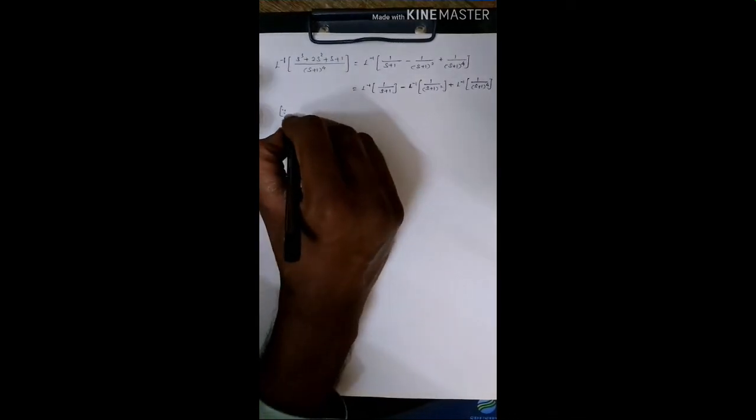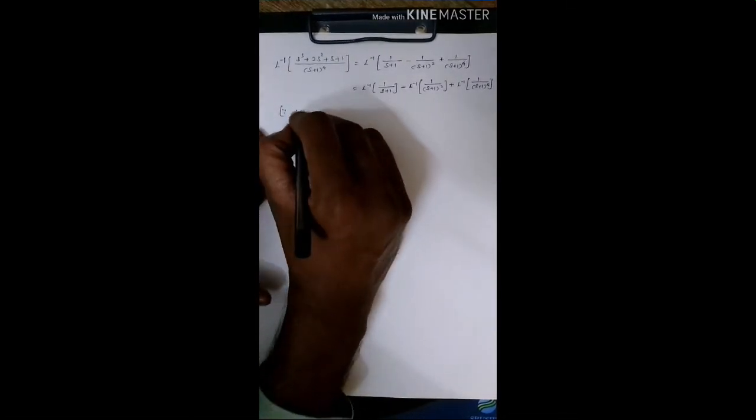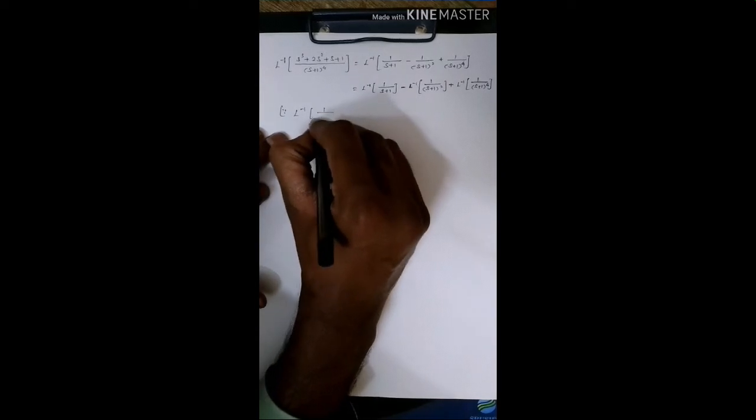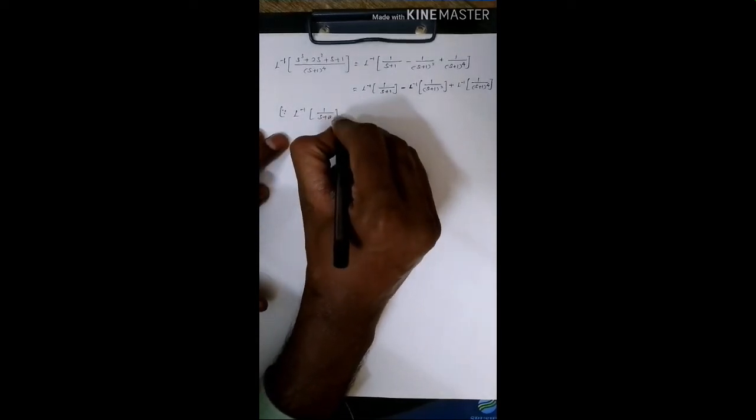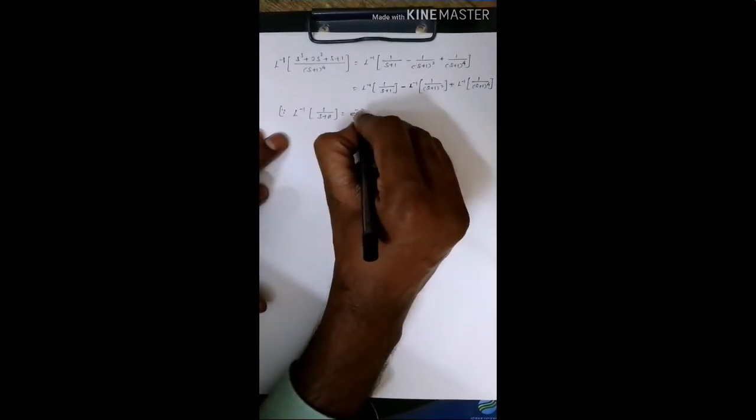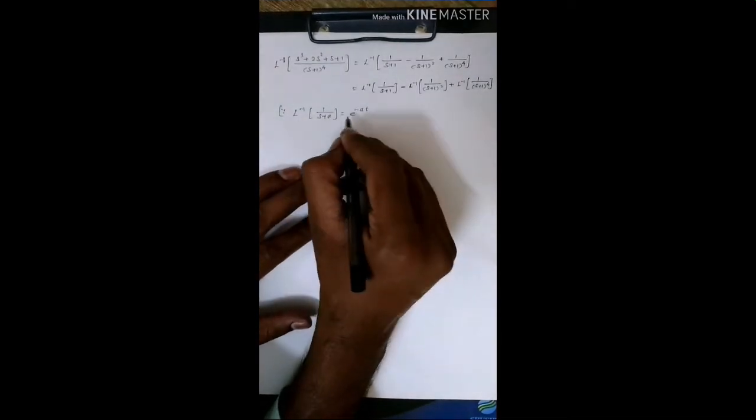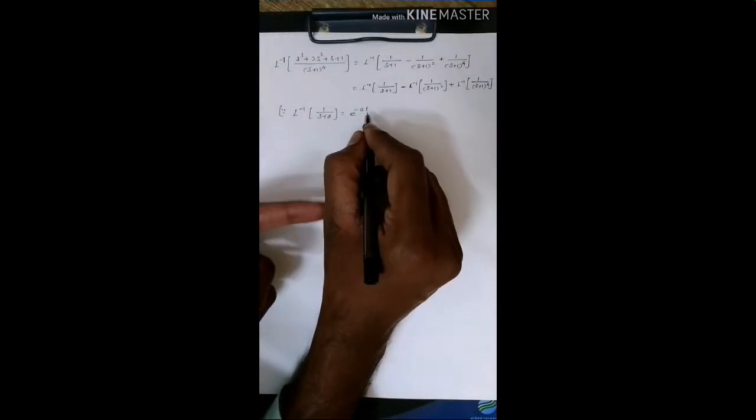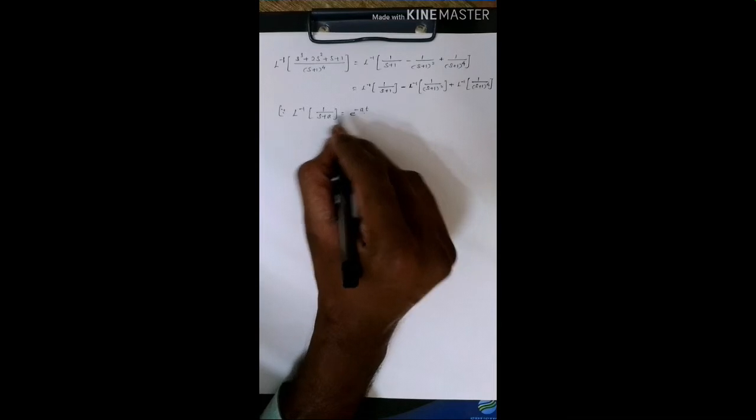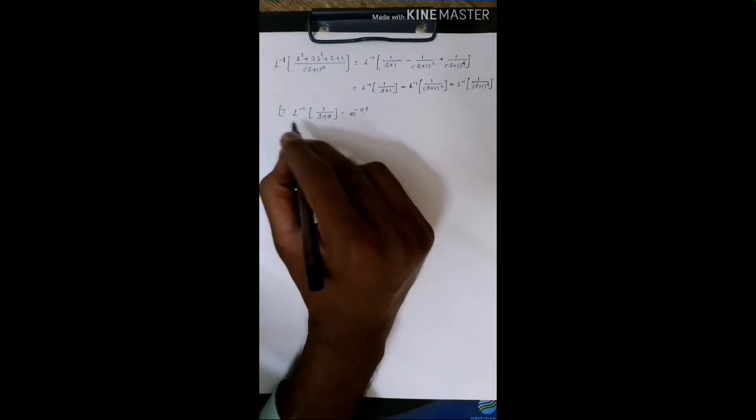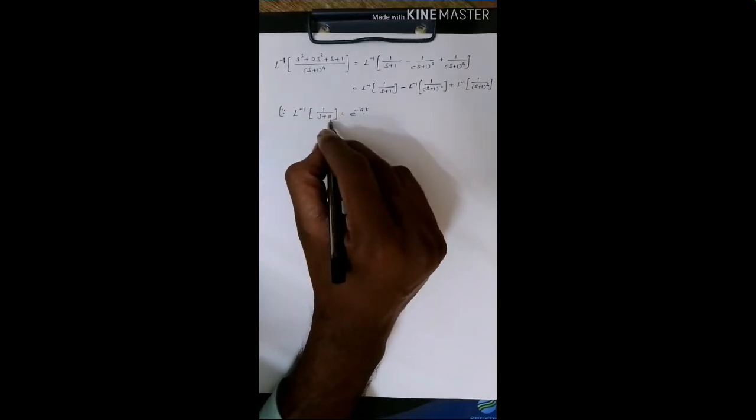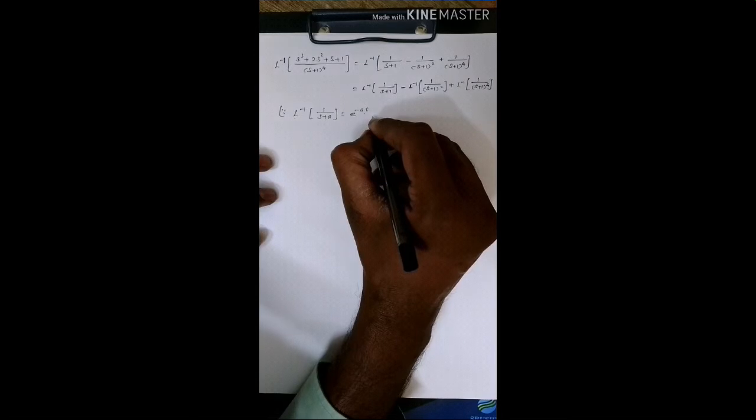So first formula, L inverse of 1 by s plus a is equal to e power minus at. This formula is obtained from the Laplace transform of e power minus at. So Laplace transform of e power minus at equals 1 by s plus a. From that we can get Laplace inverse of 1 by s plus a equal to e power minus at.